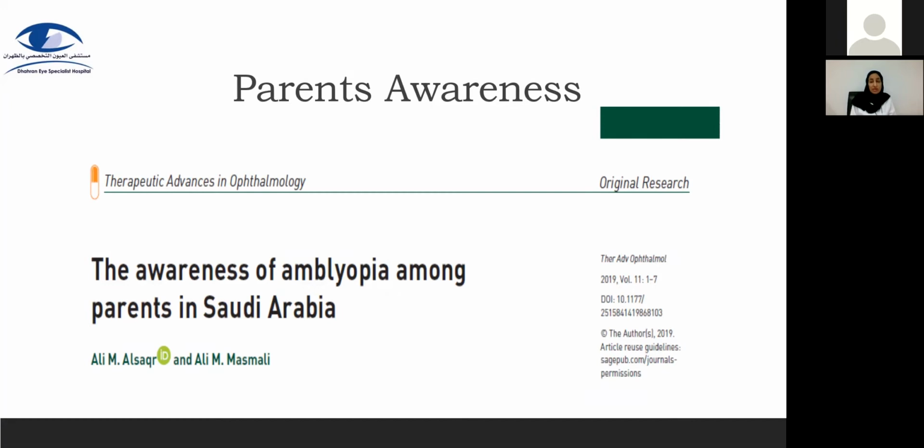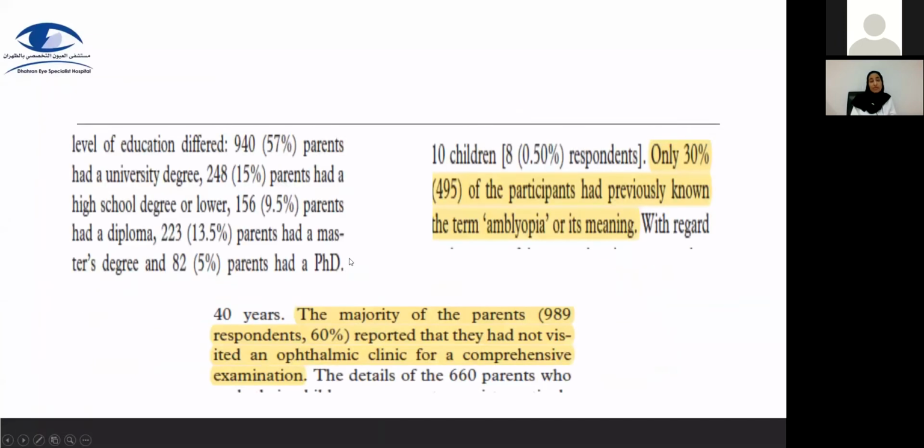This is a study that was recently published in Therapeutic Advances in Ophthalmology, August 2019, regarding the awareness of amblyopia among parents in Saudi Arabia. I did not put the whole study due to the time limit that I have, so I just highlighted the most important results that came out of this research. First of all, this research was conducted on 1,649 participants through a questionnaire that was distributed on Twitter, WhatsApp, and emails.